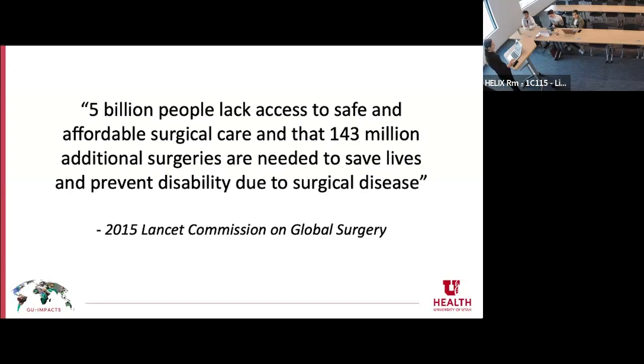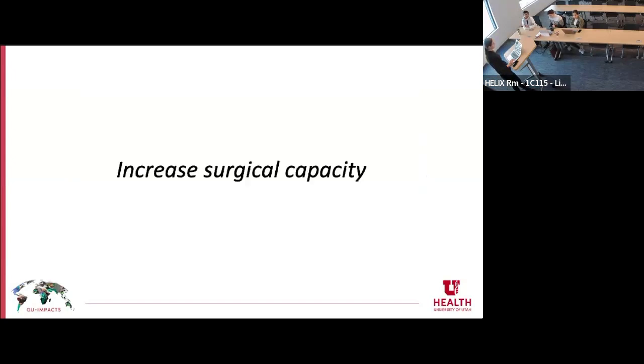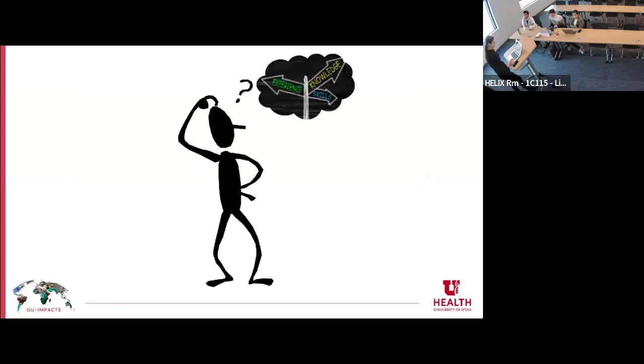Of course, one way that you could address this issue would be to increase the number of surgeons around the globe. But unfortunately, we can't single-handedly control that. But what we can do is work towards increasing the knowledge, experience, and skills of surgeons who are already working around the globe in order to improve patient access to safe and affordable surgical care. Another way of saying this is that we can work towards increasing surgical capacity in places of need.